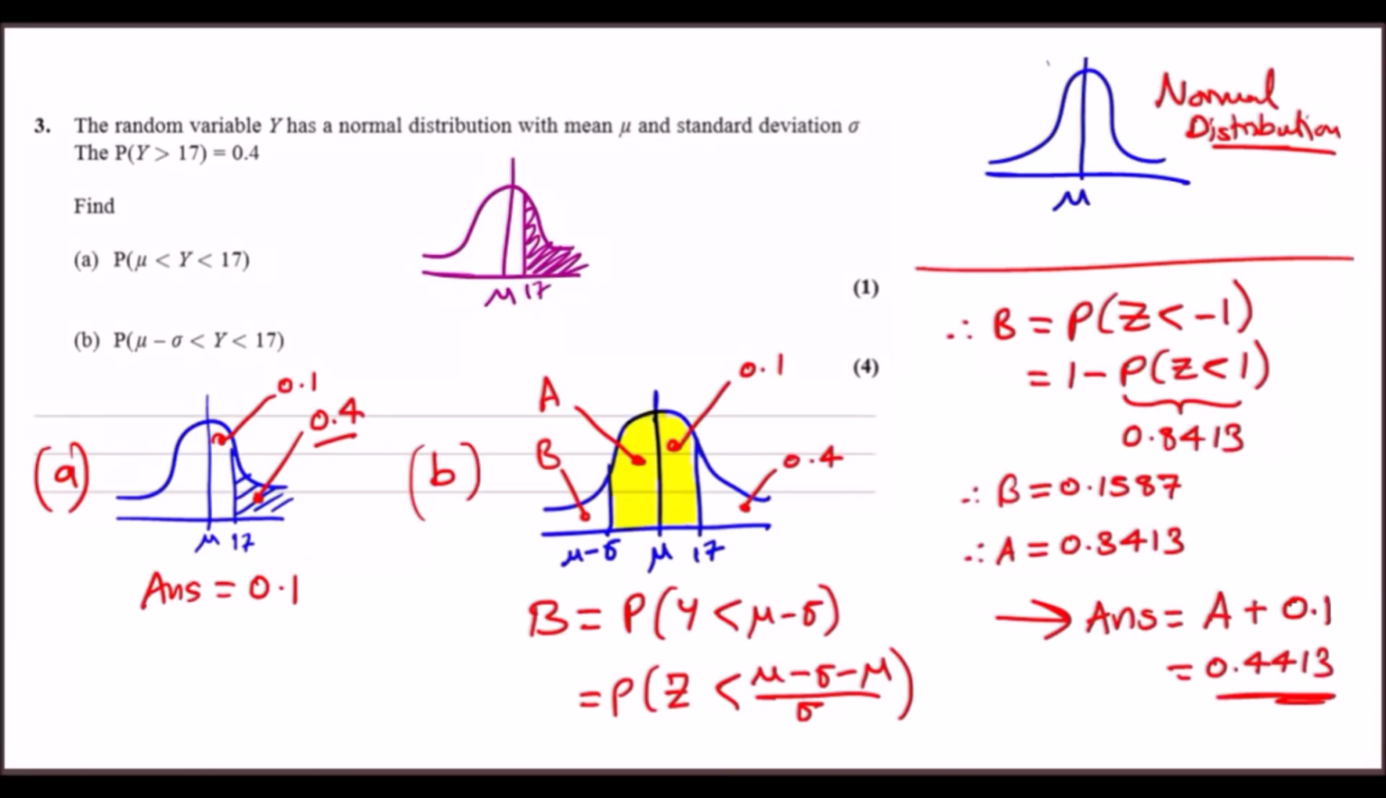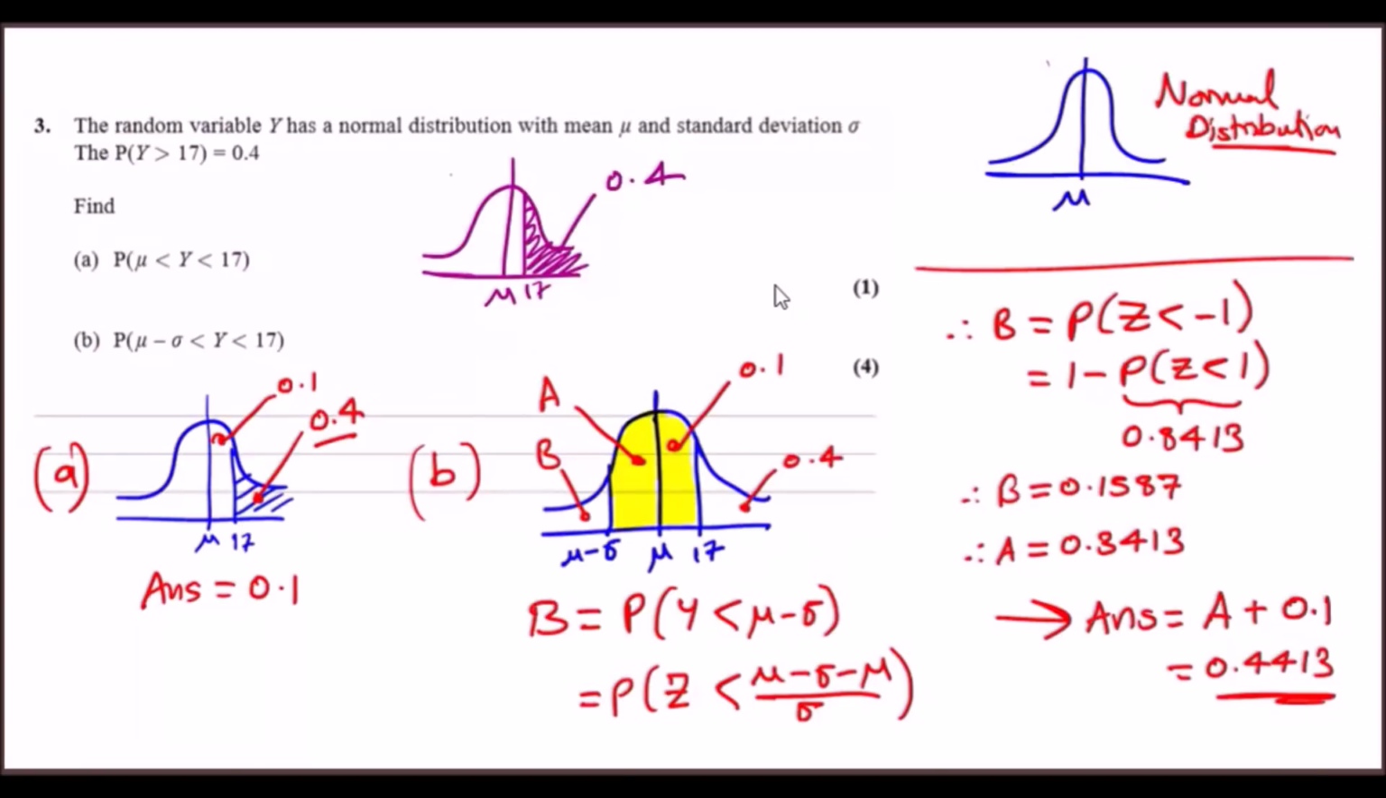Okay, number 3. So the random variable y has a normal distribution of mean mu and standard deviation sigma. Now the probability that y is bigger than 17 is 0.4. So that is the line over here, and the area bigger than 17 is 0.4.